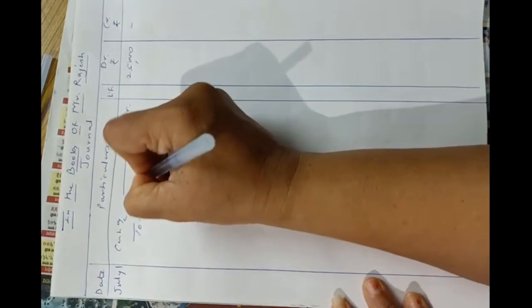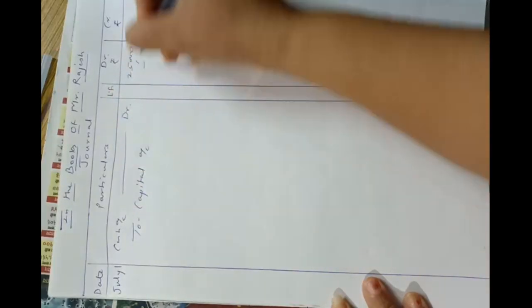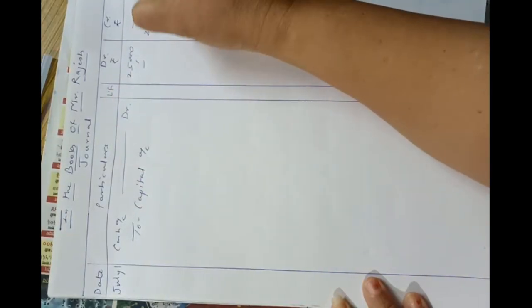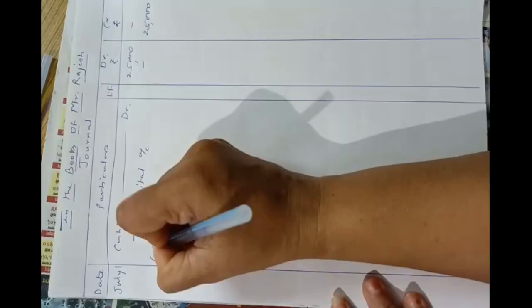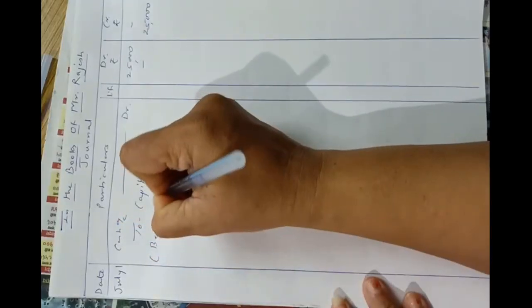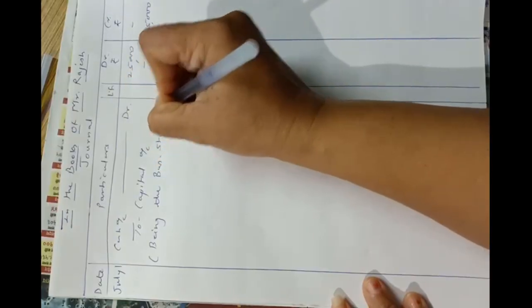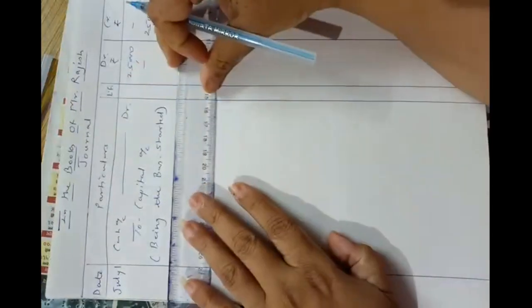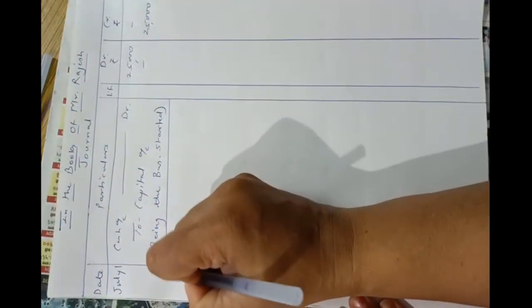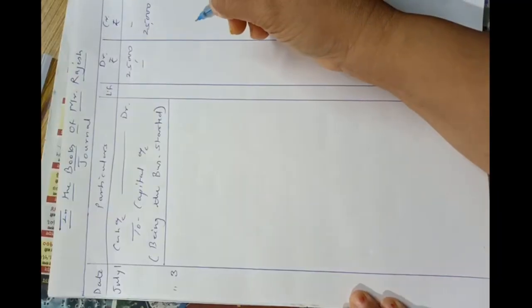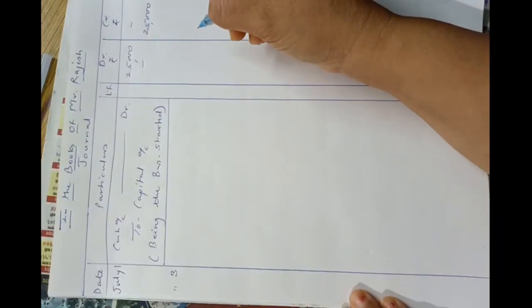This is Rajesh capital account. To capital account 25,000. This is Rajesh capital account because Rajesh is the owner of the business. Narration: being the business started. This will be the narration. Now July 3rd. Purchased furniture costing rupees 5,000.